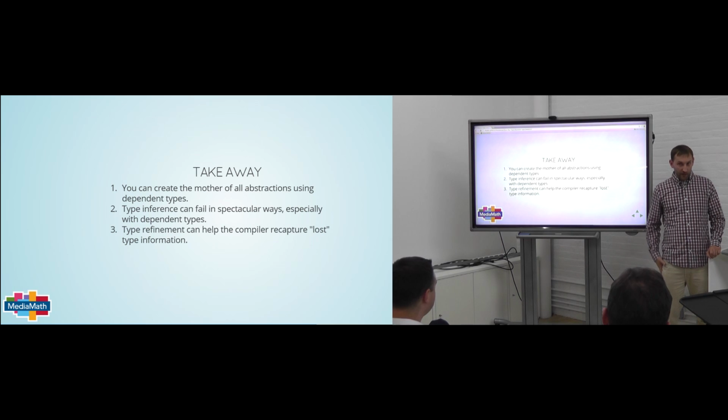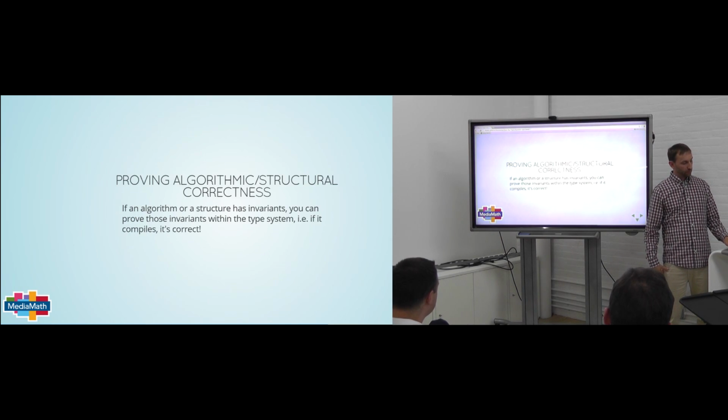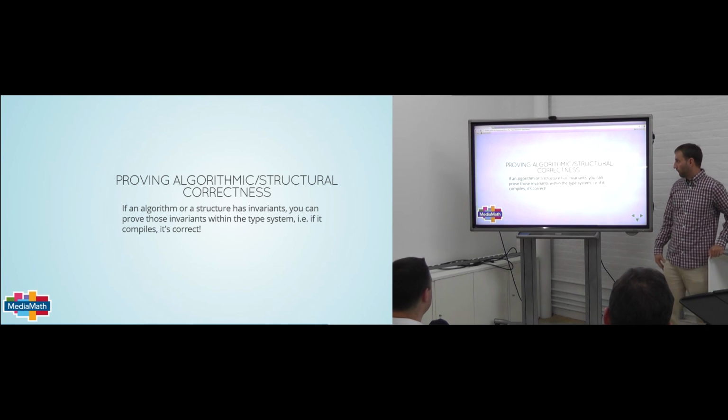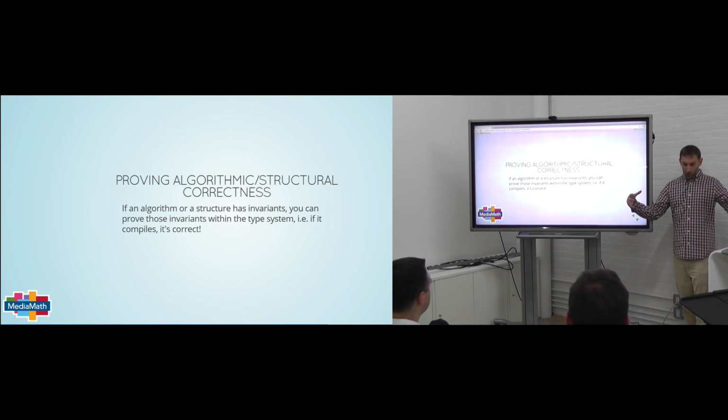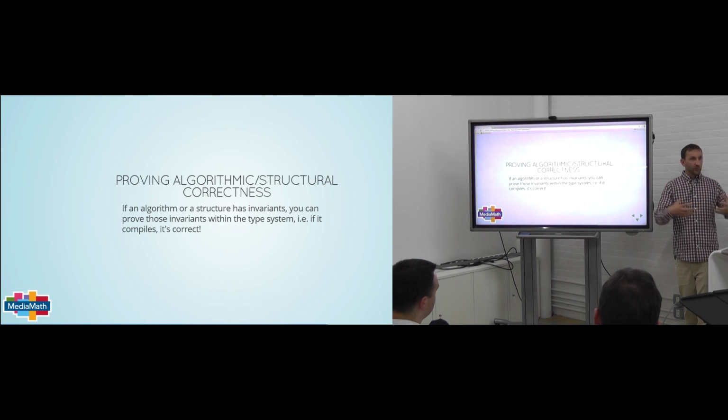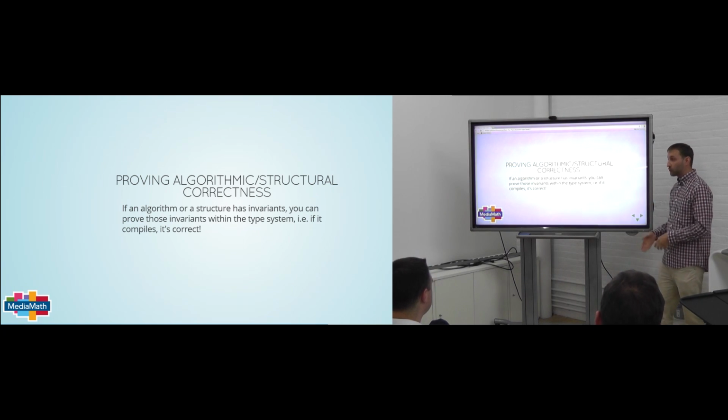So, the next section is probably what you all came for. We're going to use our types to prove something. So if some algorithm or some data structure has an invariant, and that invariant can be codified at the type level, we can use those types to put a constraint on that algorithm, a constraint that the compiler will adhere to and will blow up in your face if you don't. This really is, if it compiles, it's correct.